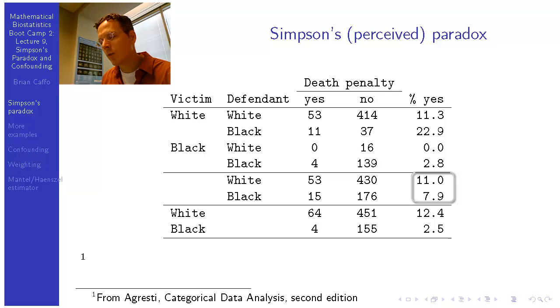So what's happening? This was related to a court case about whether or not the death penalty was being equally applied, and so what would you conclude? If you condition on the race of the victim, you get a totally different, the opposite answer than if you look at the race of the defendant disregarding the race of the victim. So what is the right answer?